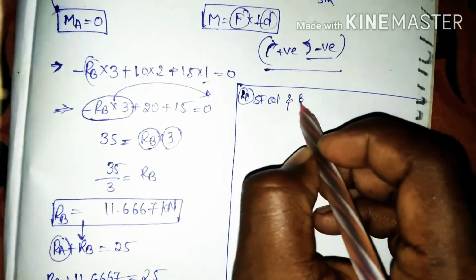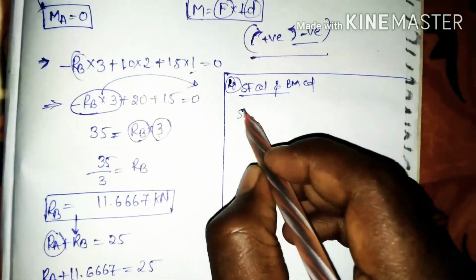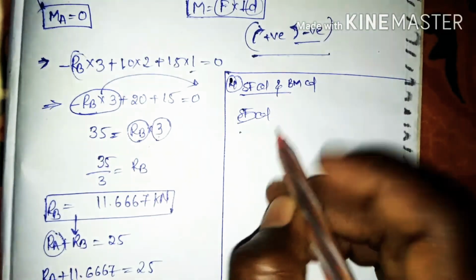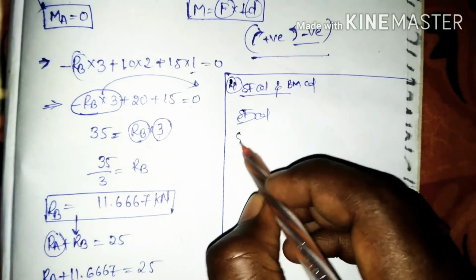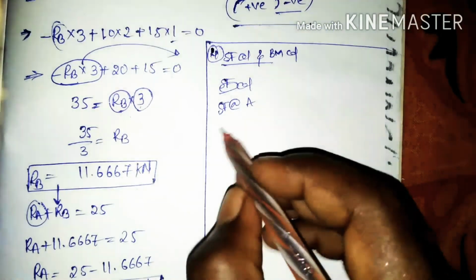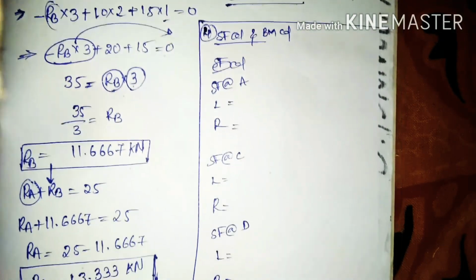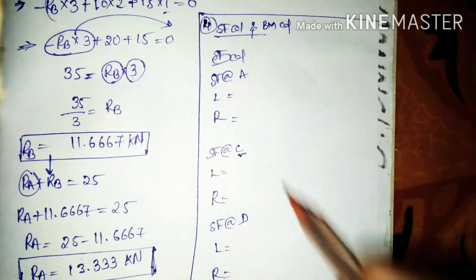And next, here we know the RA and RB values, and thereafter our fourth step is shear force calculation and bending moment calculation. For this shear force calculation, I am going to take the left and the right of the supports and points where the load is acting. Shear force at A to the left and right, and similarly for all of these: C, D and B.